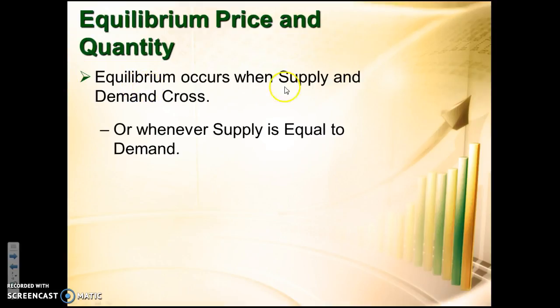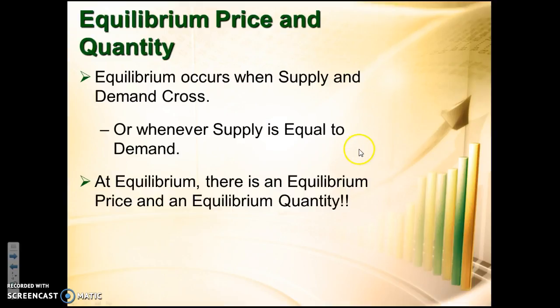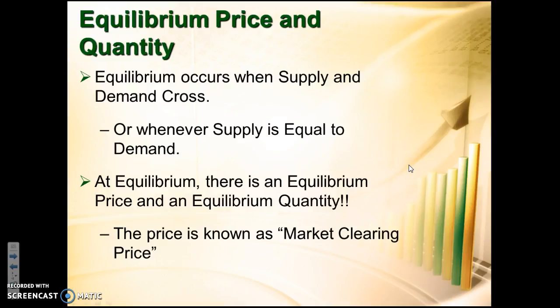Remember that equilibrium occurs whenever the supply and demand curves are equal to each other, right? Whenever they're touching. Remember also that whenever they touch, there's two different points that we're interested in: the equilibrium price and the equilibrium quantity. And also know that this price is our market clearing price. This is the one that pretty much gets rid of everything, so we're not going to have anything left over. Producers are making exactly the number that consumers are willing to buy.